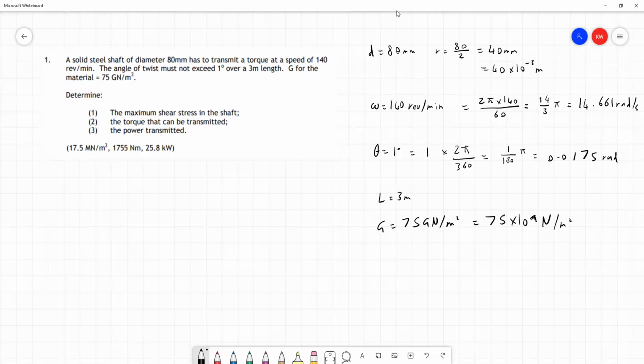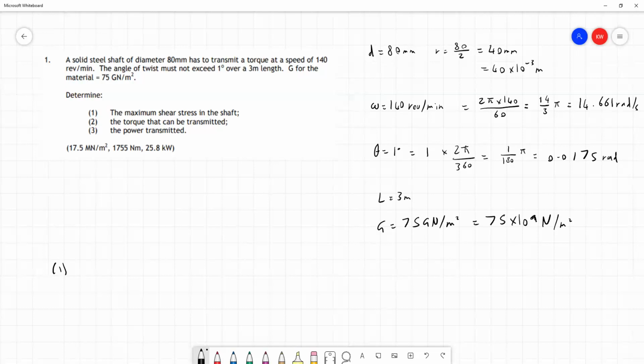So this is all the information we have from the question, and it's never a bad idea to write all this out and convert the units to begin with, because very rarely will we give you a value in a question that we don't need somewhere. So let's turn our attention to part 1 then. We're asked to find the maximum shear stress in the shaft.